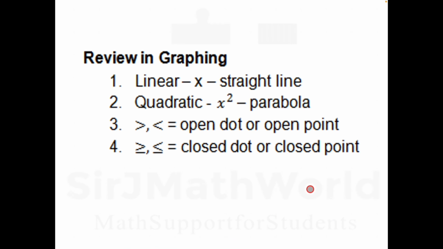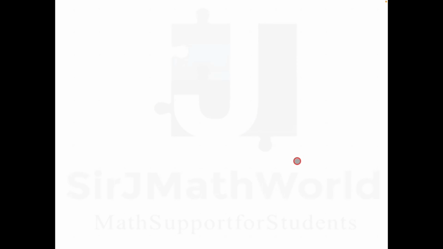Now, we have here the review and graphing. So, in review and graphing, meron tayo ditong number 1. So, pag linear, is just only x. So, kapag sa linear, we just only have the straight line. Quadratic is x squared, so parabola or parabolic graph. Then, we just have to remember the greater than and less than. So, ito ay equivalent na open dot or open point. And number 4 is greater than or equal to, less than or equal to. This is close dot or close point. So, let's have the example.